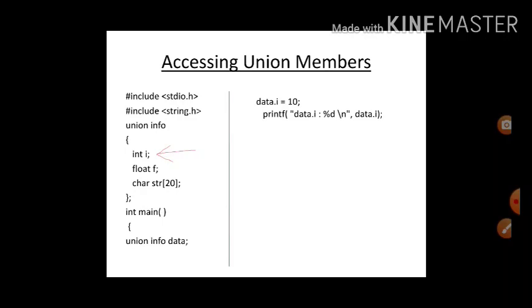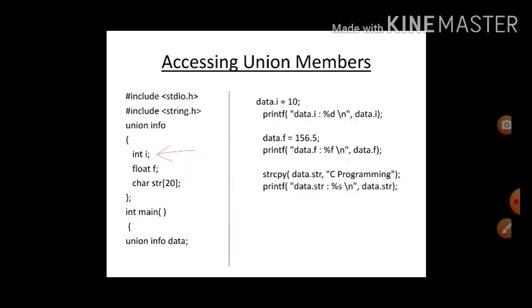We have taken the value and have immediately printed this value. Then initialize the floating point to 156.5. Immediately print that using the printf function. Next we are initializing the string. For that we can use strcpy, string copy, data.str comma "C programming". So C programming is the string we assign to the variable str. Now print it immediately after that. As our main is of return type int, you give return 0 and close the function.